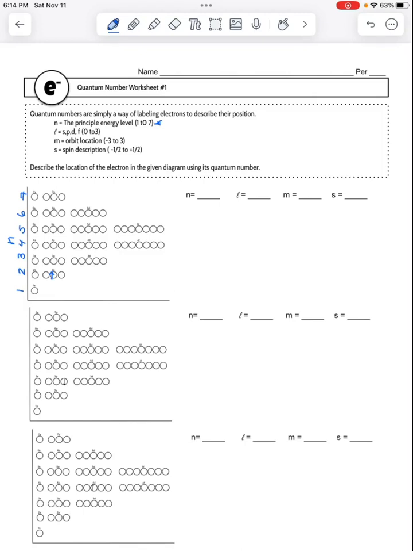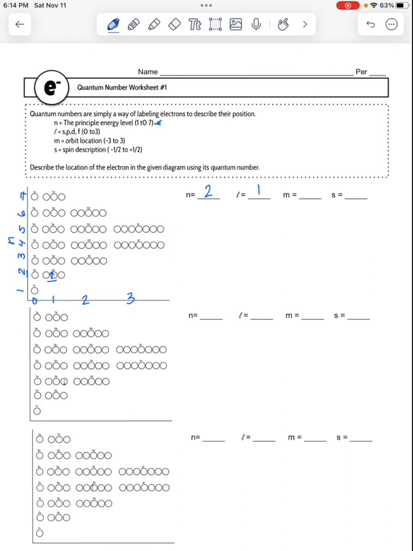Here, when we look at this, we see that our arrow is in the principal energy level of 2, so N is going to equal 2 here. Then I look at my L, my angular momentum. It is either going to be a 0 if it's in an S, a 1 if it's in a P, a 2 if it's in a D, or a 3 if it's in an F. And so because when I look at this, it is in a P, that means my L, or my angular momentum, will be a 1.